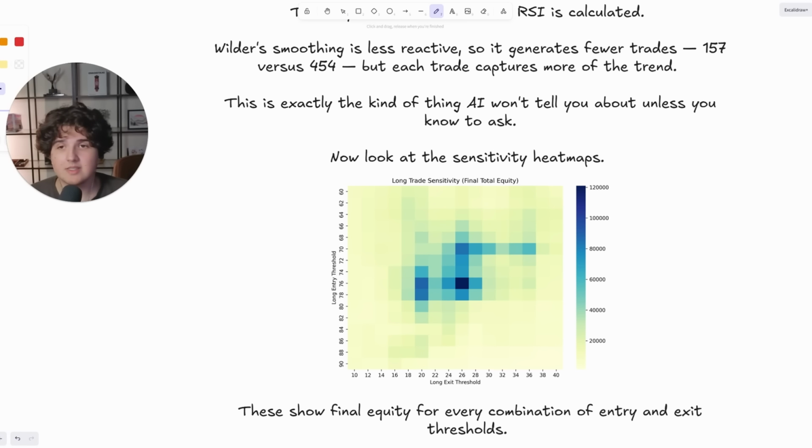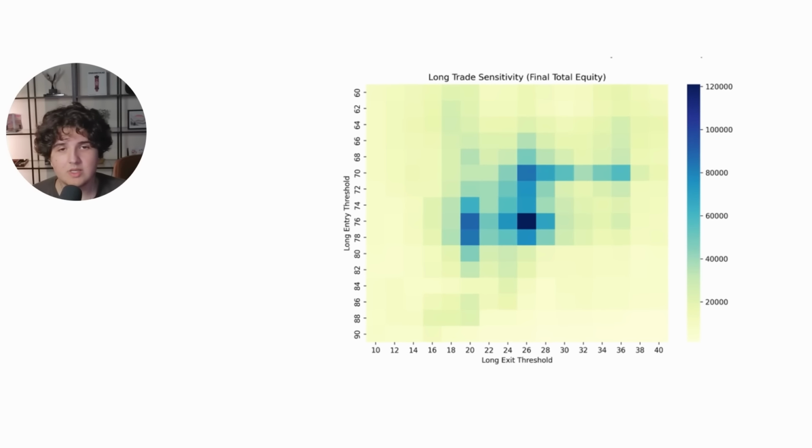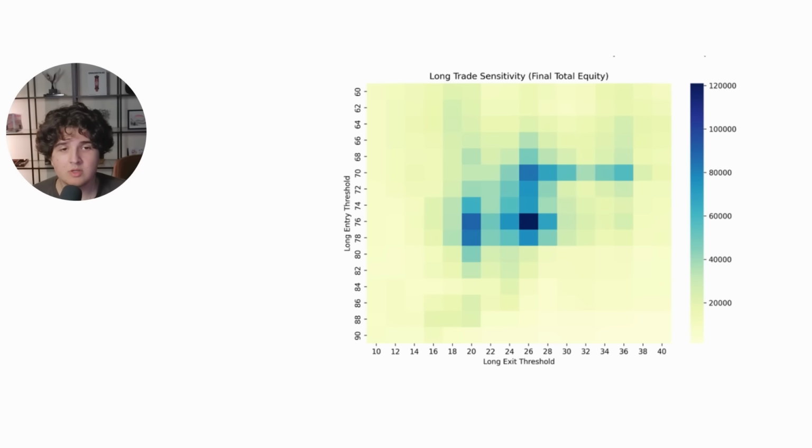Now let's also look at sensitivity heat maps. This is just a robustness method that I like to use. It's also called parameter sensitivity. We want to see how sensitive these parameters are to changing the profitability of this particular strategy. As we can see in this example, we can see every threshold for long entry threshold and long exit threshold.